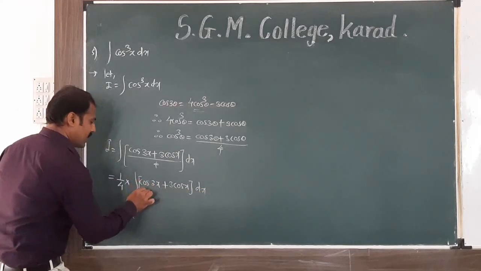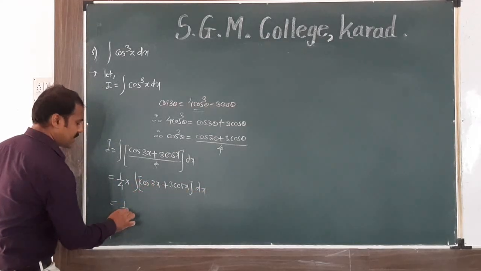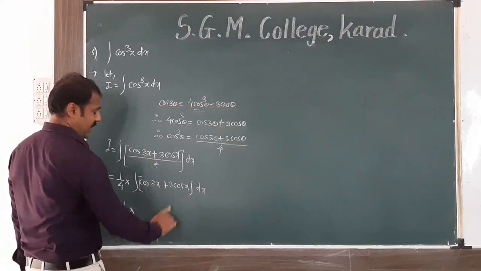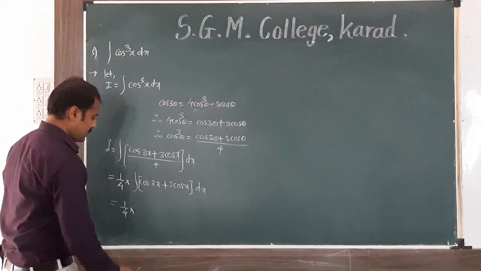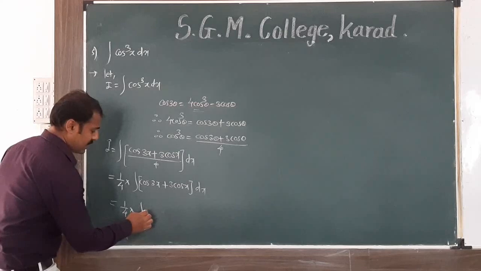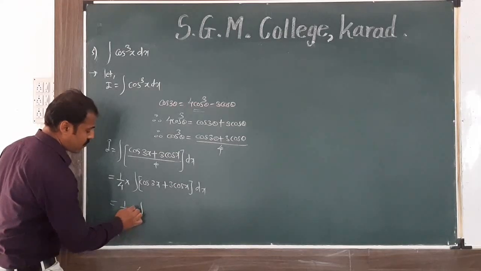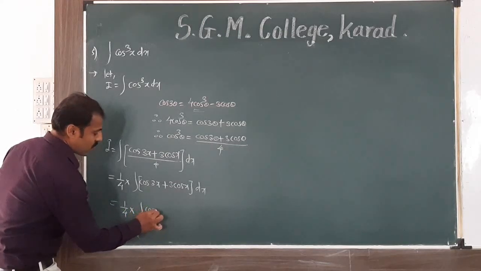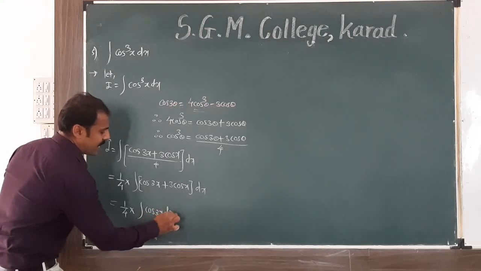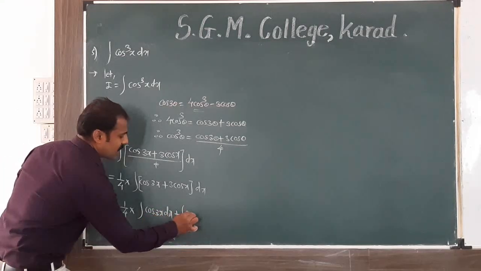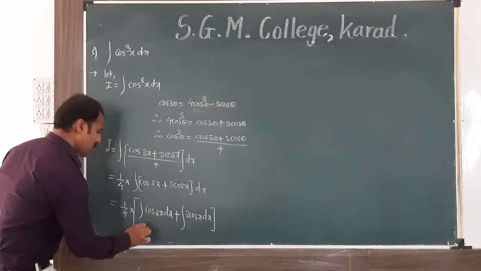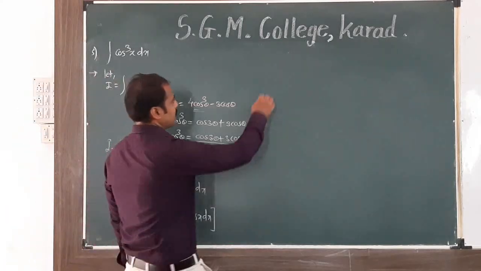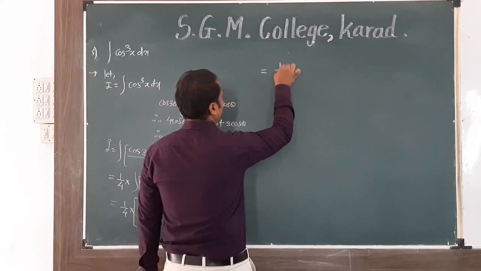Okay, now look here. Inside the integration, there is addition. Separate the integration sign. So I is equal to 1 upon 4 into integration of cos 3x dx plus integration of 3 cos x dx. Okay, 1 upon 4 as it is.